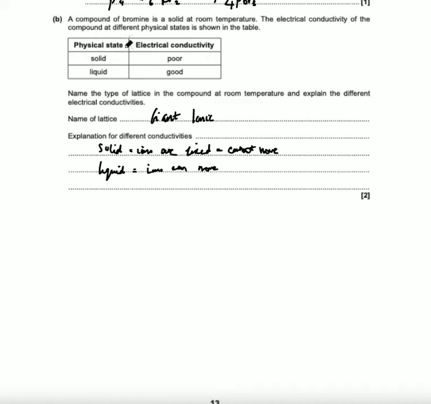Okay, so we know that this type of structure, where when it's a solid, it has poor electroconductivity, and liquid has good electroconductivity, is a giant ionic. And the explanation for this is because in a solid, the ions are fixed and they cannot move, whereas in a liquid, the ions can move and therefore can spread their charge.